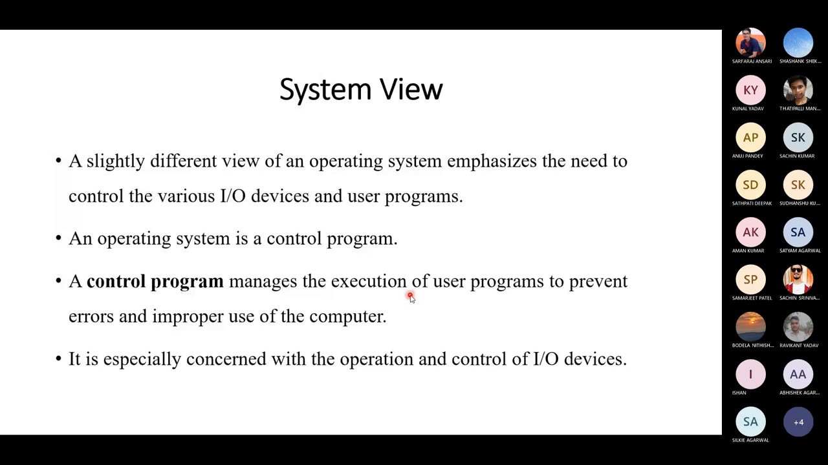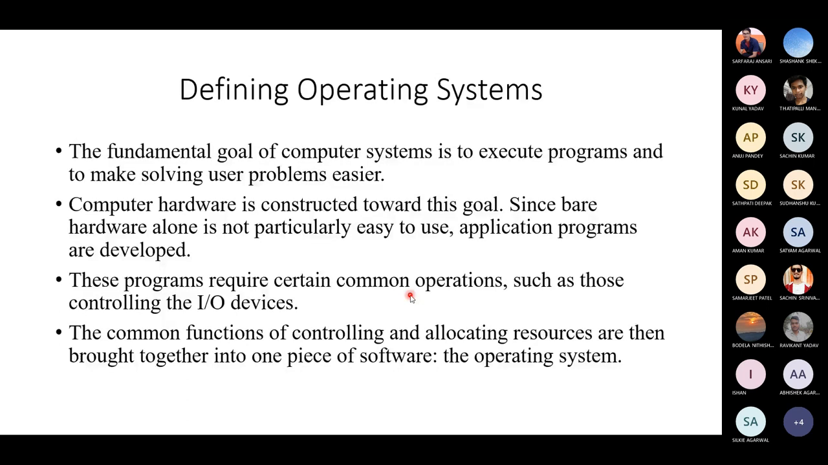Yes, sir. Right. So let us now define an operating system. In the previous class, I gave some definition, but that was just for your understanding. In this class, we will try to understand in detail what the definition of an operating system is. See, the fundamental goal of a computer system is to execute programs and make solving the user's problems easier, right? That's what the computer is doing.